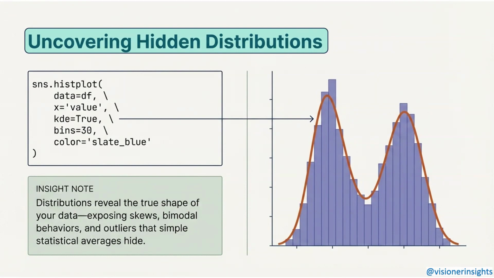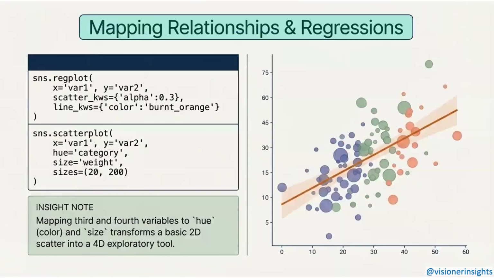All the stuff that a single average number would completely hide from you. So what if you need to see how multiple things relate to each other all at once? Well, you start with a simple scatterplot. But now, check out the code. This is where the magic happens.